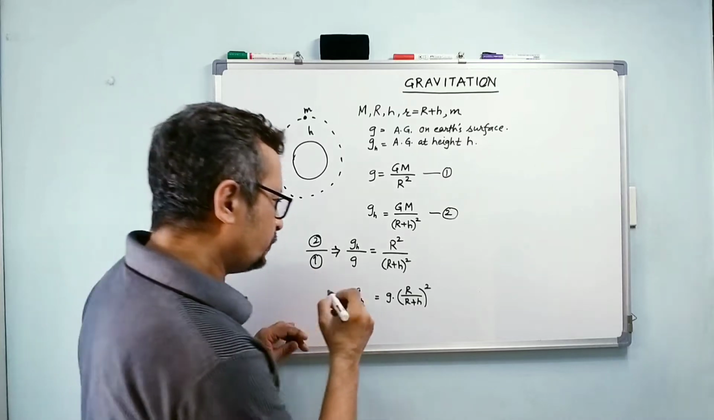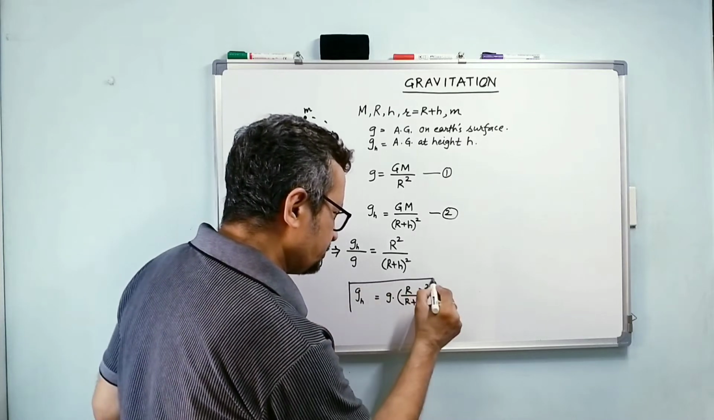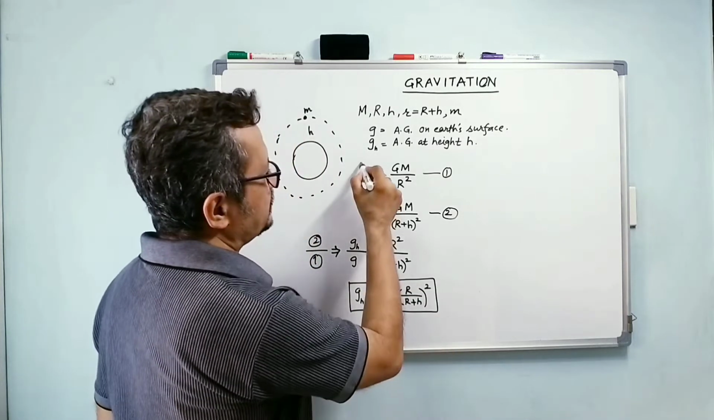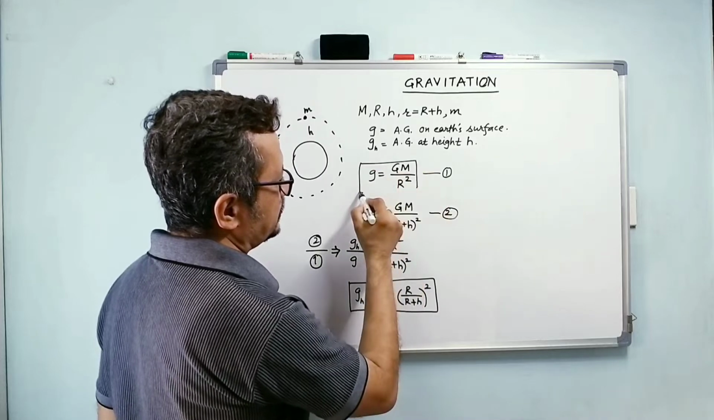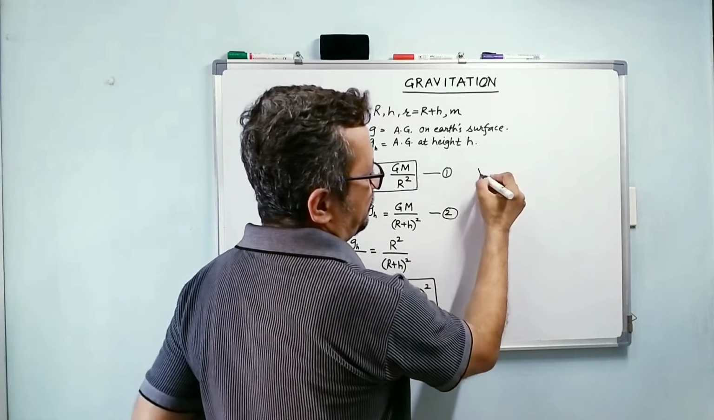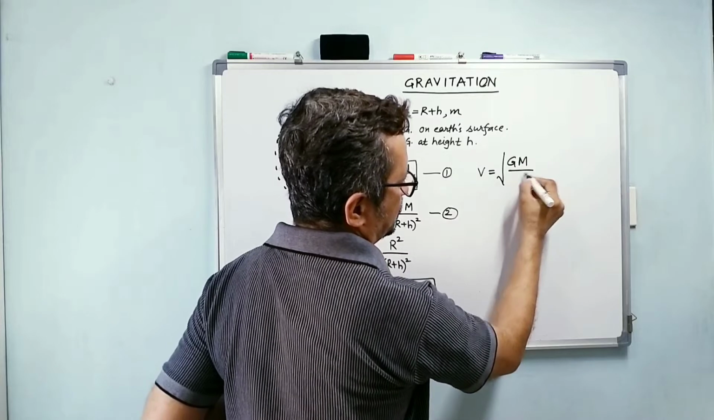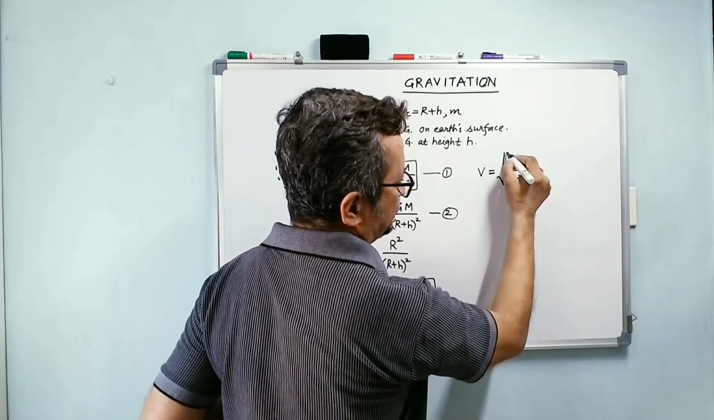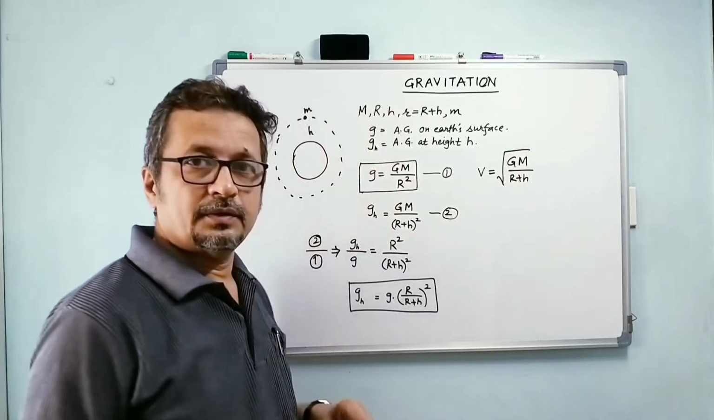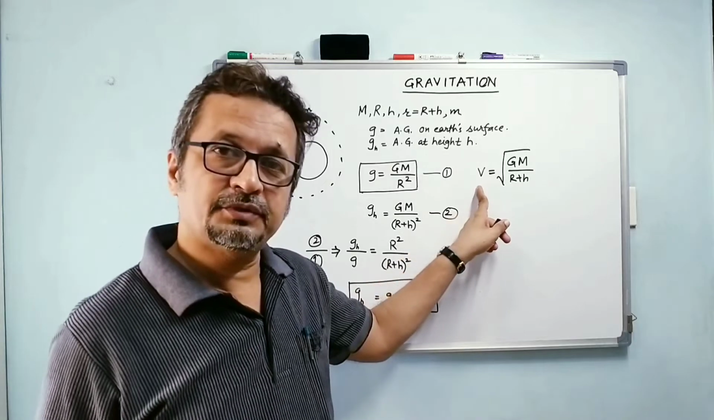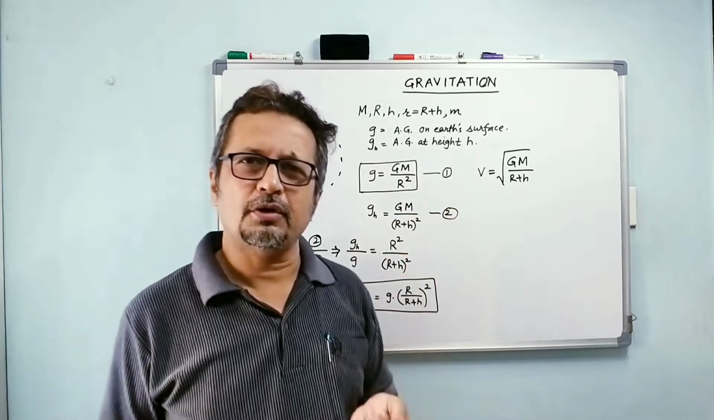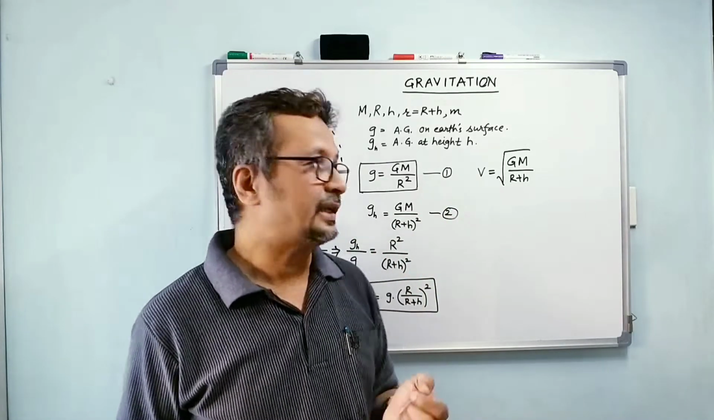Now, so far I have seen this expression, and I know my v is equal to root over GM upon (R plus h), and this velocity is which velocity? It is the critical velocity or the orbital velocity of the satellite.